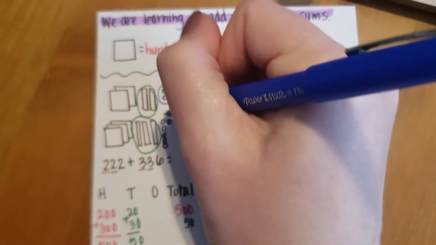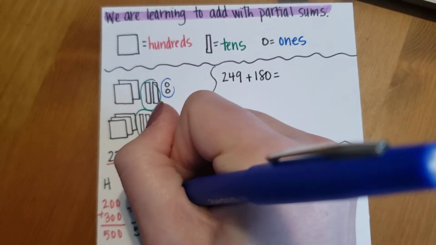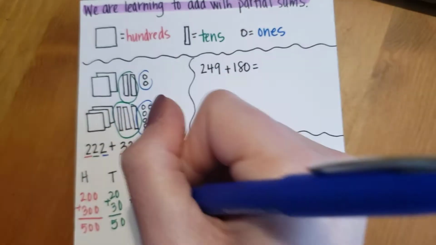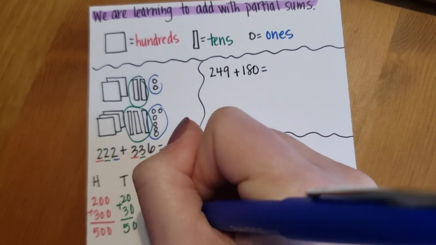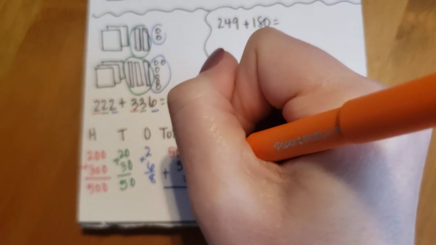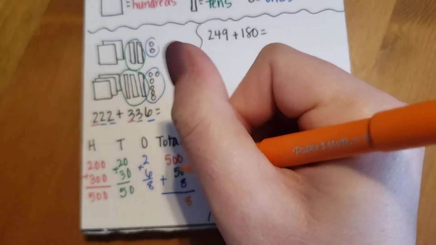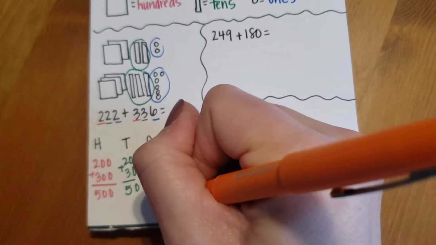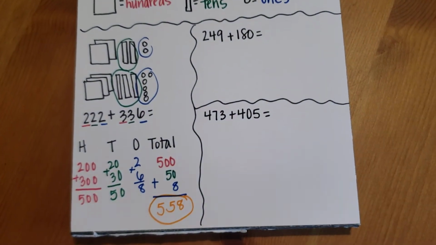And then here I have my ones. They're also here. So I have 2 plus 1, 2, 3, 4, 5, 6, which is going to equal 8. I'm going to put that over here. And now I can add all of these together. And when I add these together, I get 8, 0 plus 5 equals 5, and 5 plus 0 equals 5. So my final answer here would be 558.